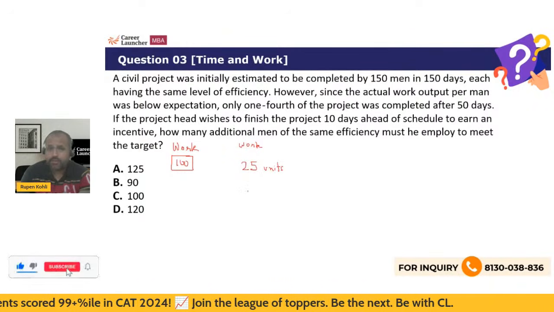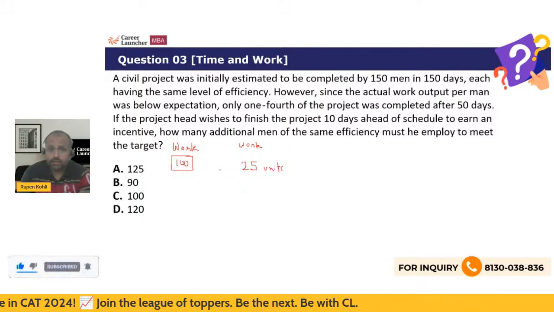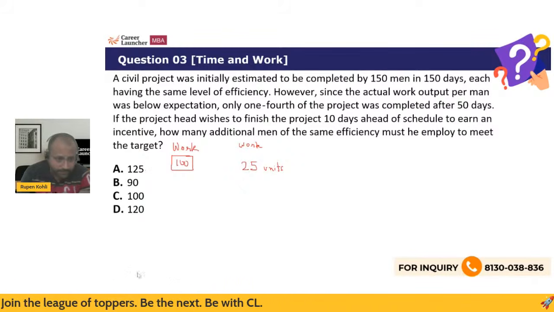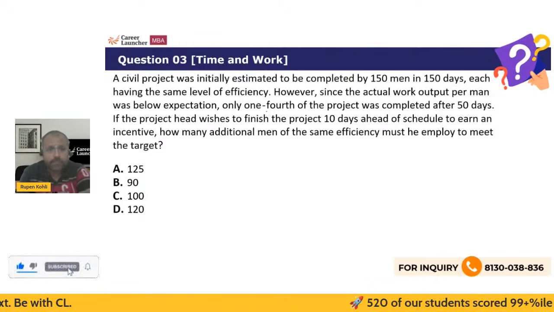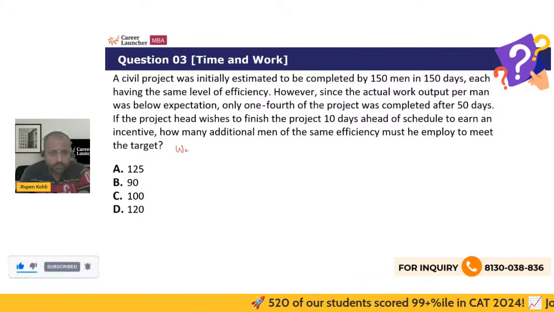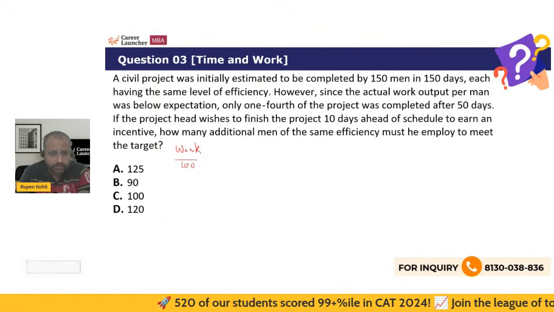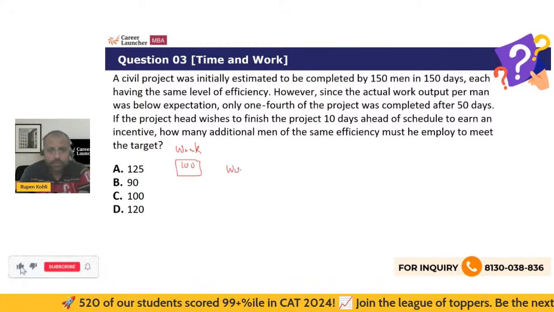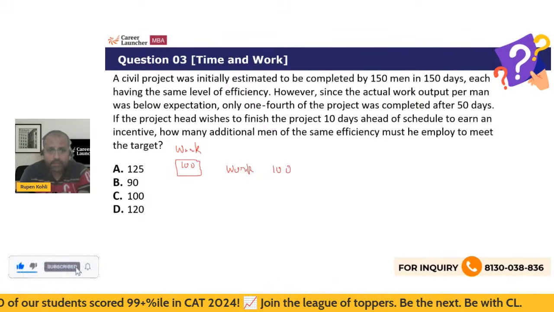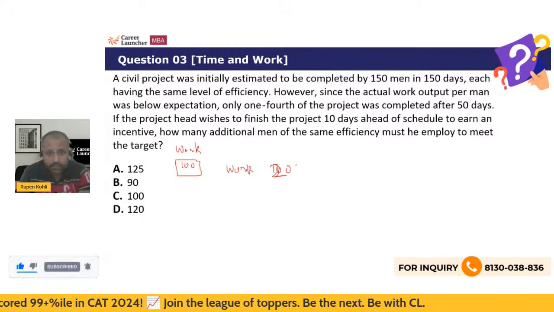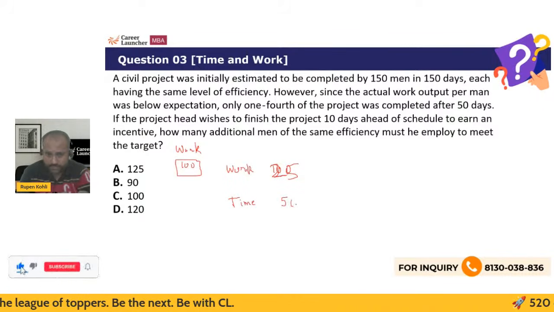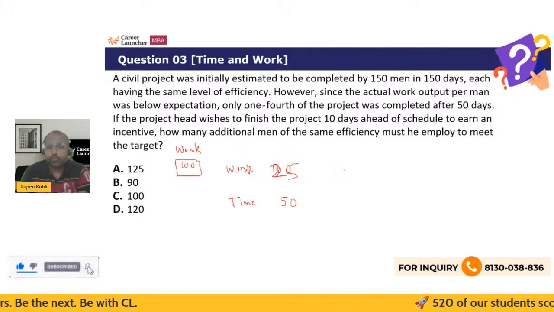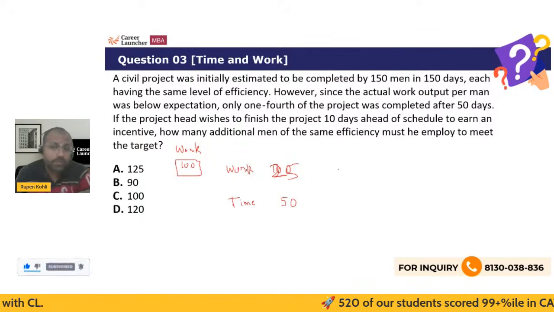Work is 100 units, right? So how much work was done? 25 units, 1/4 of the work. In how much time? In how many days? 50 days, right? So how much work is remaining?